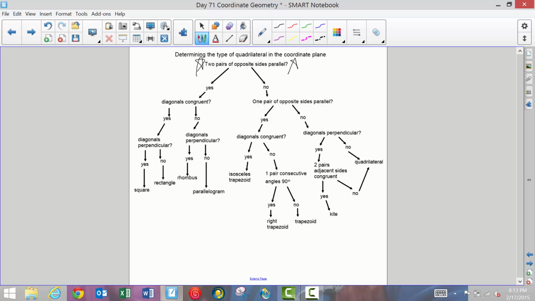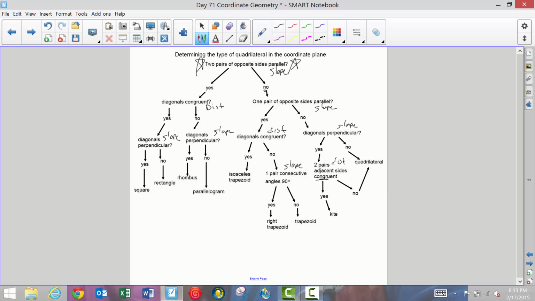So you're going to start at the top, and you're going to do the slope formula, because if you have parallel, it's slope. So this is slope formula. If you see congruent, this is your distance formula. Again, parallel is slope, perpendicular is slope. So I'm writing down what types of formulas you should use. So distance is used with congruent; perpendicular, slope; slope. One pair of consecutive angles 90 degrees, this will be your slope. 2 pairs adjacent sides, this is distance formula. So if you want things congruent, it's distance.